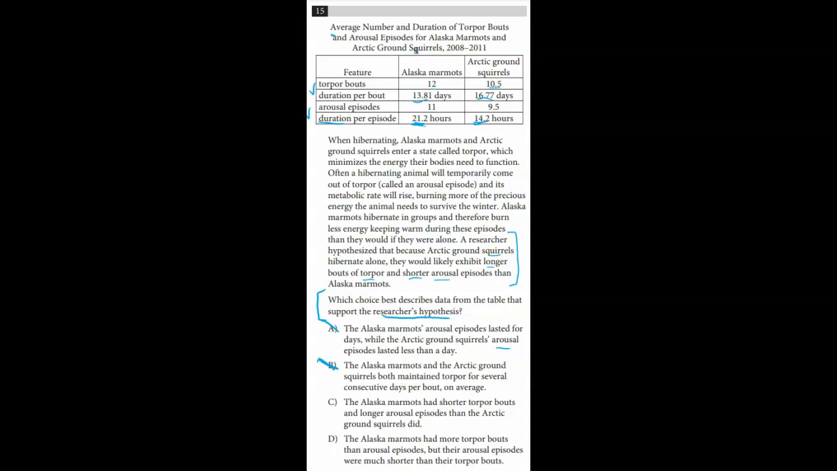C, the Alaskan marmots had shorter torpor bouts and longer arousal episodes than the Arctic ground squirrels did. Well, let's look back. Shorter torpor bouts. The Alaskan marmots did have shorter torpor bouts than the squirrels, and they did have longer arousal episodes than squirrels. So I really like C for this. D, the Alaskan marmots had more torpor bouts than arousal episodes, but their arousal episodes were much shorter than their torpor bouts. Once again, that's not comparing them. That's just talking about the marmots, not comparing them to the squirrels, so it can't support the researcher's hypothesis. So C is going to be the correct answer for number 15.